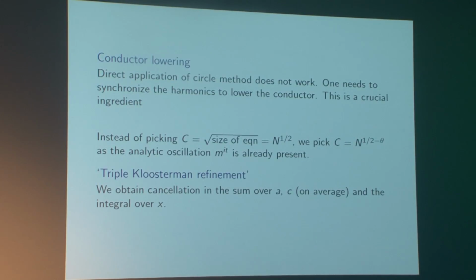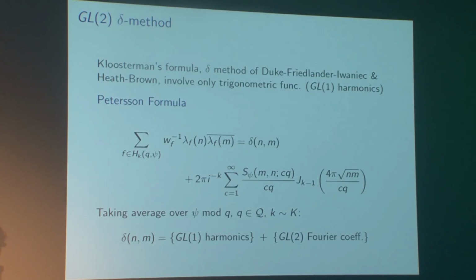And then you get something like a triple Kloosterman refinement. So you get a cancellation in the A sum, you get a cancellation in the C sum on average, and you also get a cancellation over the integral x. Okay? And that works finally. Okay, but this doesn't work for the twist by character. So for that you need to do something slightly different.